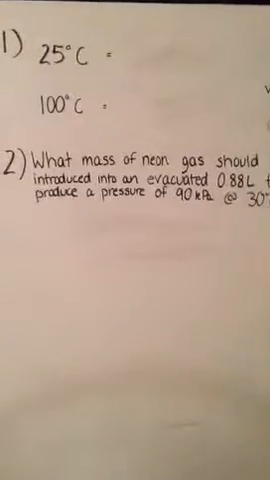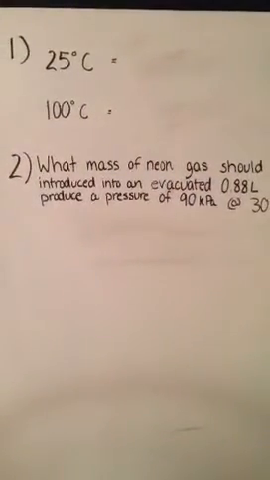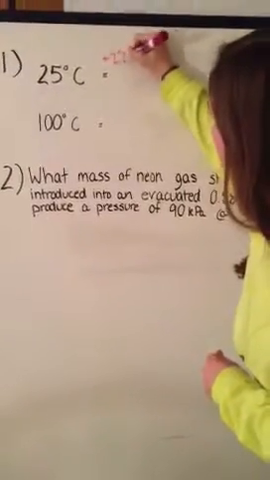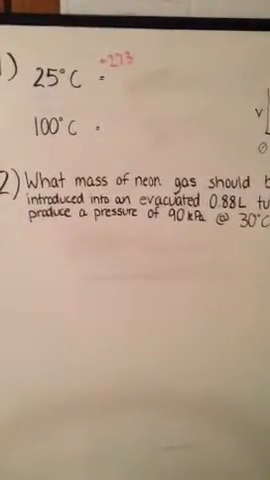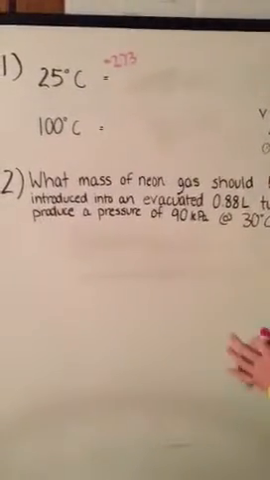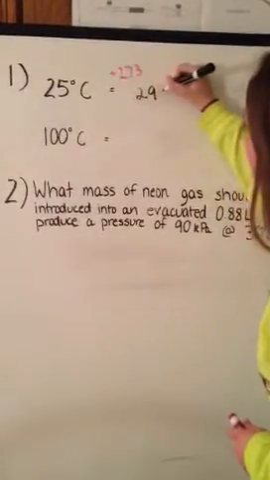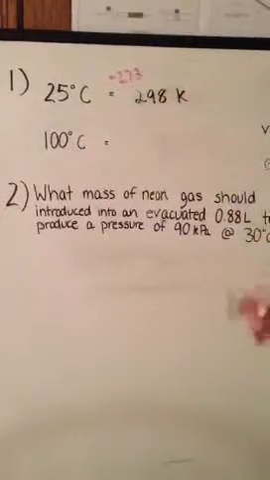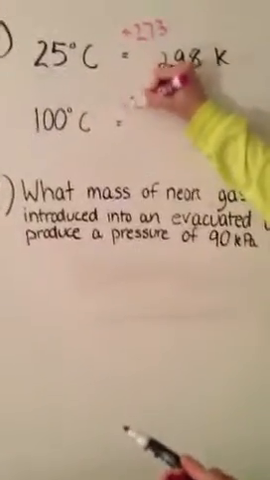So, if you have two examples here, we have 25 degrees Celsius. First, I add 273, which is our absolute 0. And then we get 298 Kelvin. And now you can plug that into your equation. So it's fairly simple. Every time you just add 273.